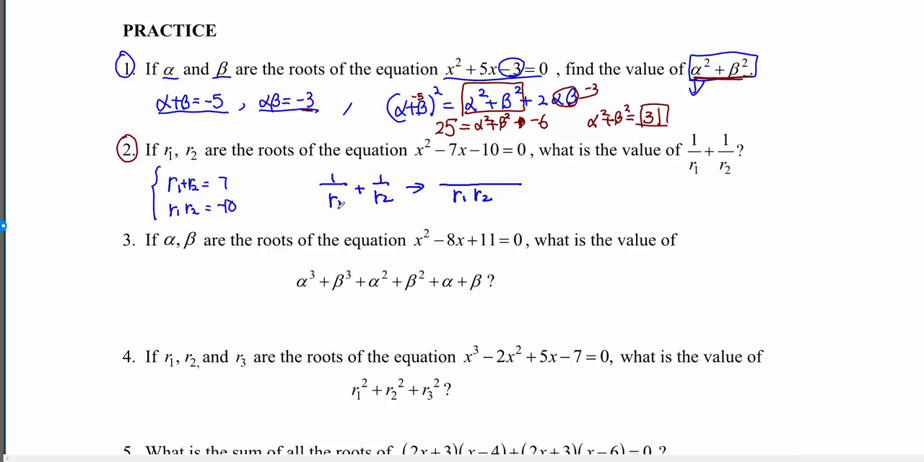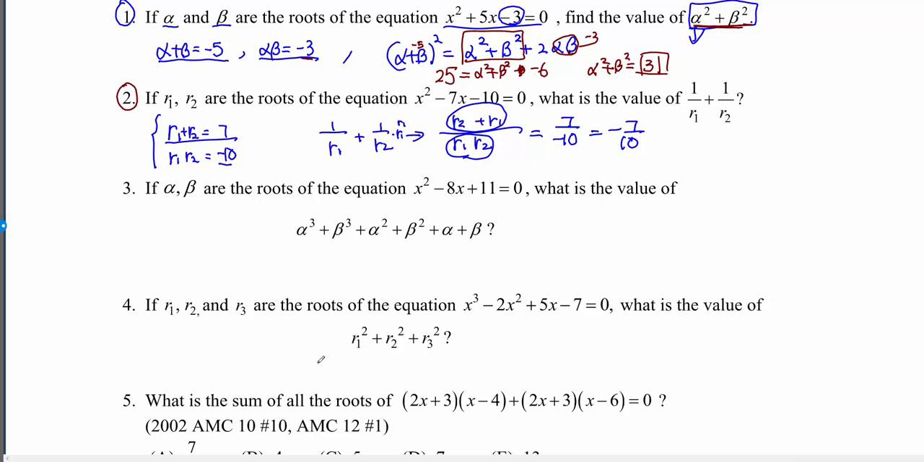First, we multiply by R2, right? Second one is times R1, plus R1, isn't it? Can you see that the numerator now is what? Sum of the roots. The denominator is what? Product of the roots. So that is 7 over negative 10, right? So just negative 7 over 10 is the answer. All right, now let's try number 3.